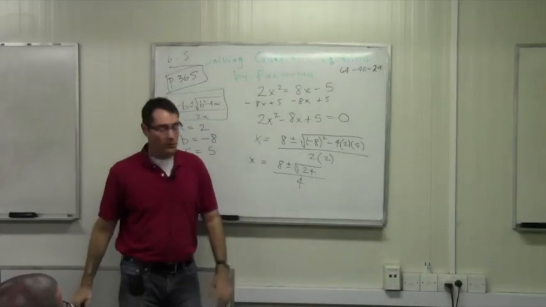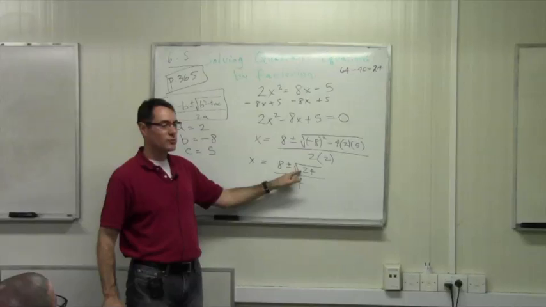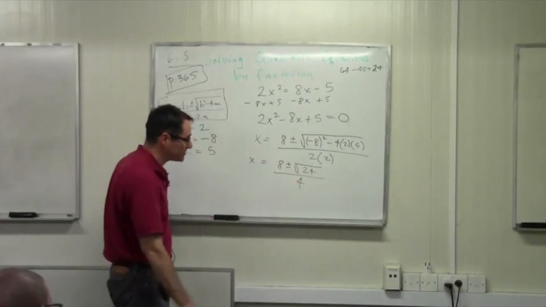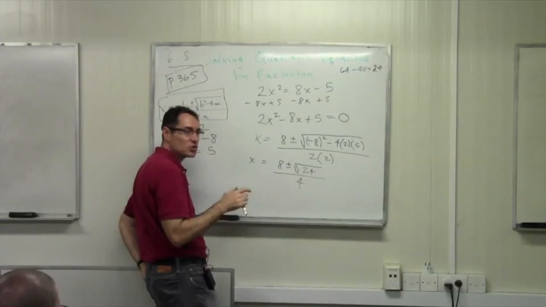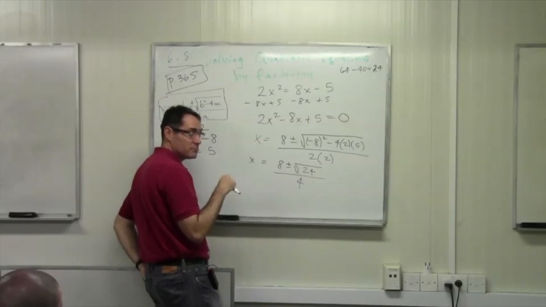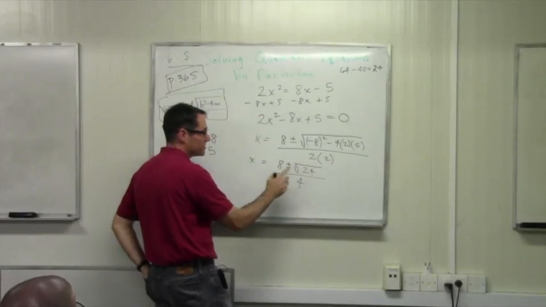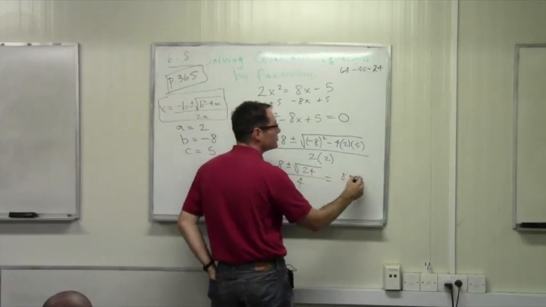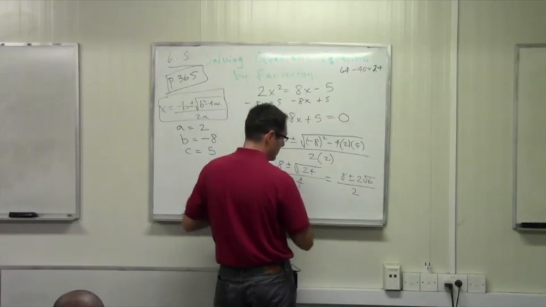All right, so 8 plus or minus the square root of 24 divided by 4. Can you take the square root of 24? You can't. Now, we can simplify this. What goes into 24 that's a square? 4. 4 times 6, and that's the only one you can do. So this is going to be equal to 8 plus or minus 2 square root of 6 divided by 4.